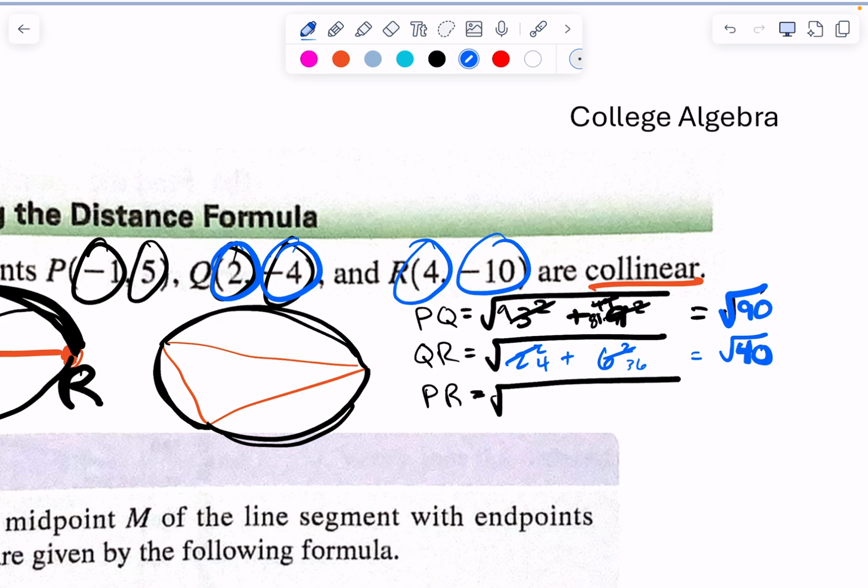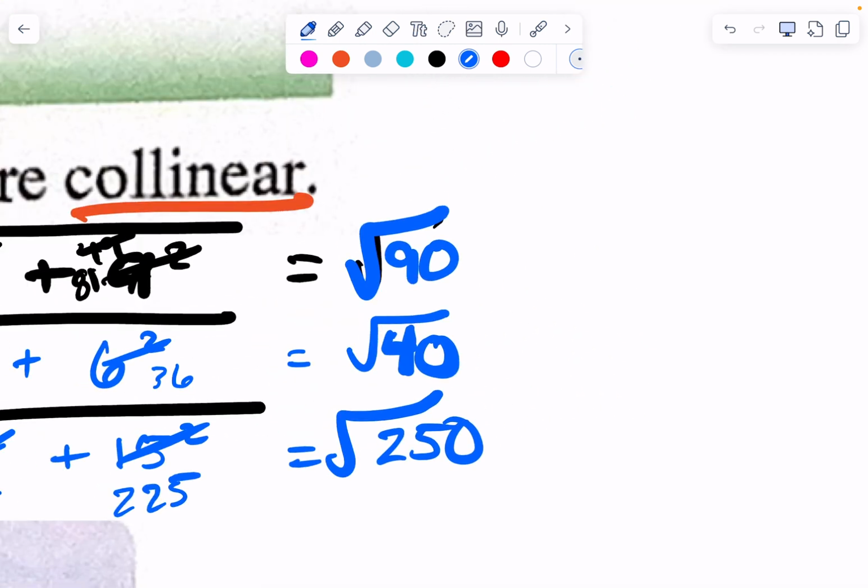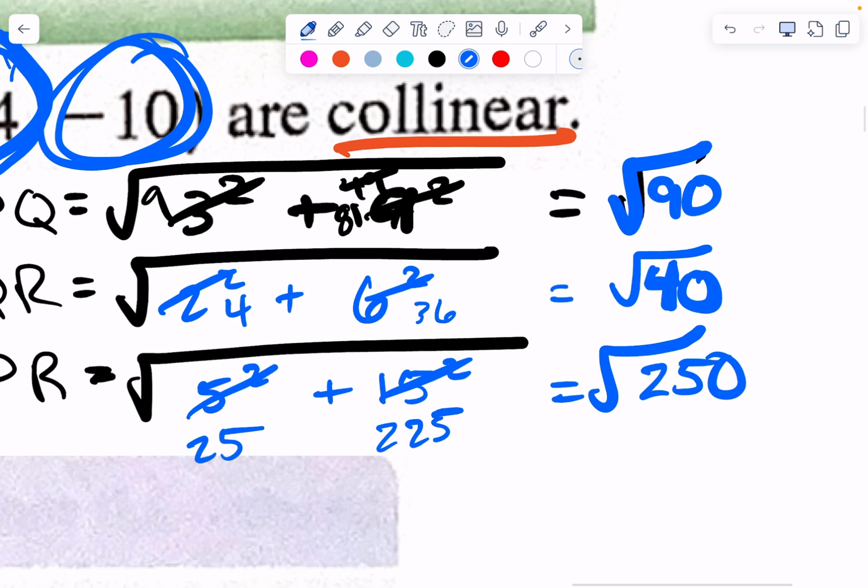All right. QR, 2 to 4 is 2. Negative 4 to negative 10 is 6. 2 squared is 4. 6 squared is 36, which is the square root of 40. So that one has to be a shorter side. Yep, for sure. And PR, negative 1 to 4 is 5. 5 to negative 10 is 15. That's going to be our longest one. 25 plus 225, which is 250. When you add up, it's 130. 90 and 40, that's 130.